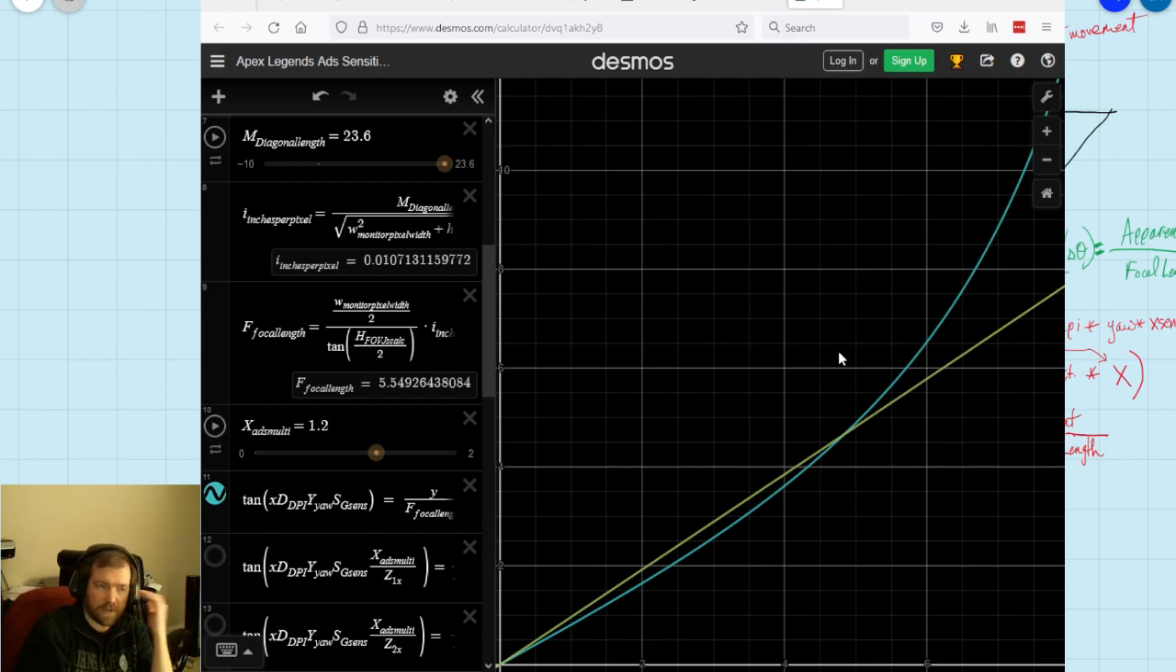I don't know how Apex does it, just because I haven't played that game. But so is 1x basically iron sights? Like it's a zoom, but it's not necessarily a zoom. Yeah, that's like 1.5 or something.